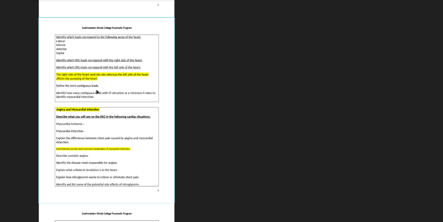Define the term contiguous leads. That's leads that correspond to the same area of the heart, like lateral, inferior, anterior, septal. So V1, V2, those are contiguous for septal leads.